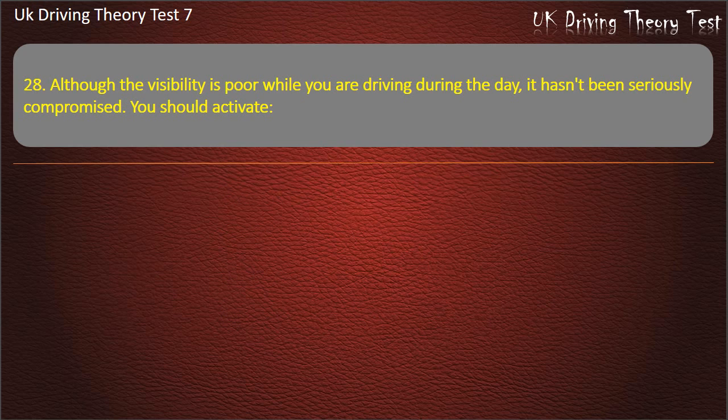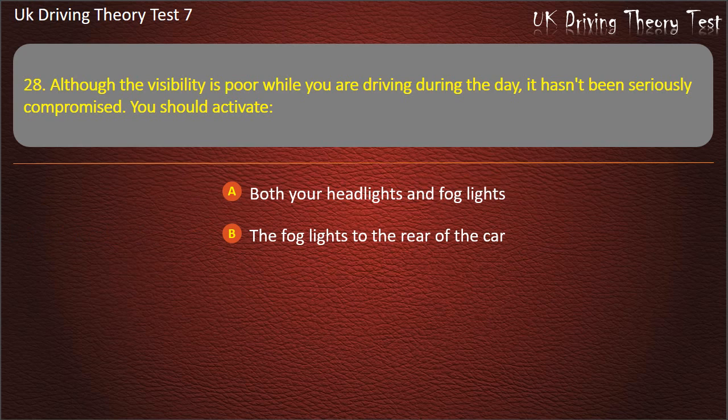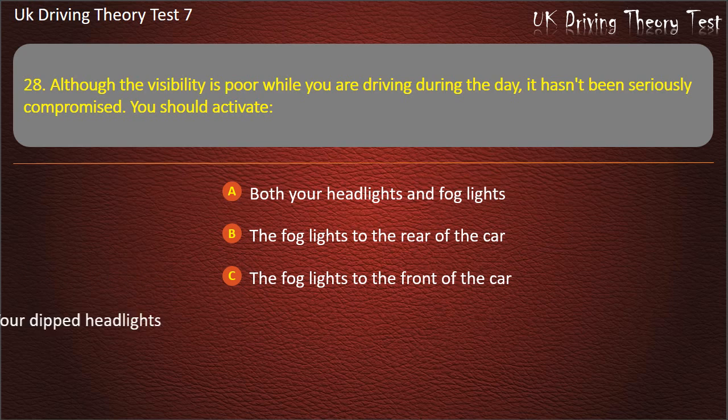Question 28. Although the visibility is poor while you are driving during the day, it hasn't been seriously compromised. You should activate both your headlights and fog lights. The fog lights to the rear of the car. The fog lights to the front of the car. Your dipped headlights. Answer. Your dipped headlights.